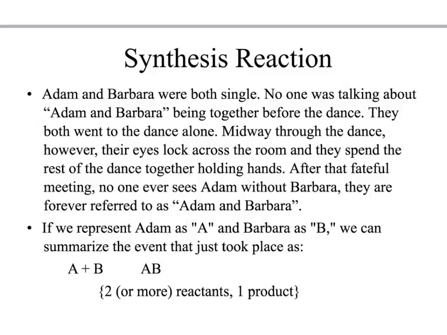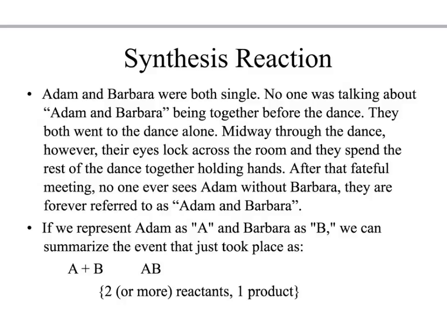Now, Adam and Barbara were both single. No one was talking about Adam and Barbara being together before the dance. They both went to the dance alone. Midway through the dance, however, their eyes lock from across the room and they spend the rest of the dance together, holding hands. And after that fateful meeting, no one ever sees Adam without Barbara, and they are forever referred to as Adam and Barbara.